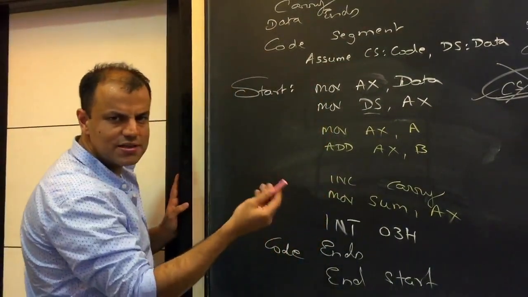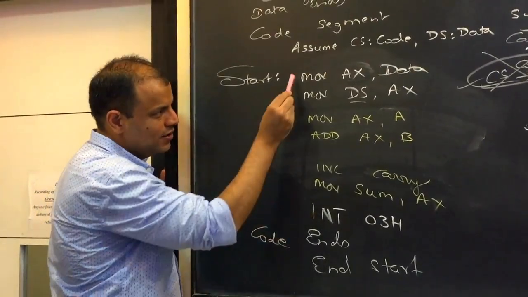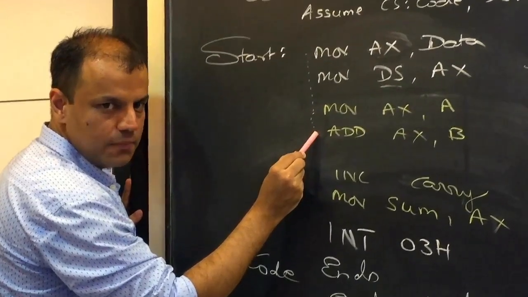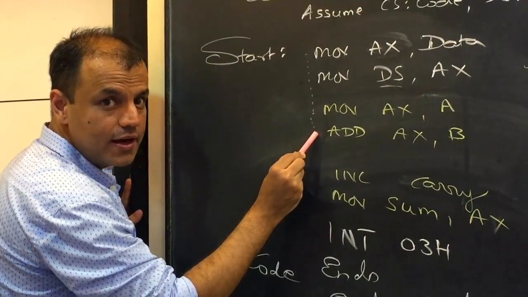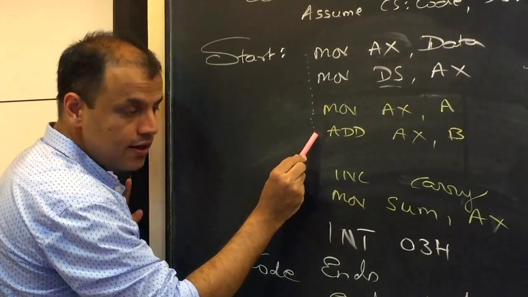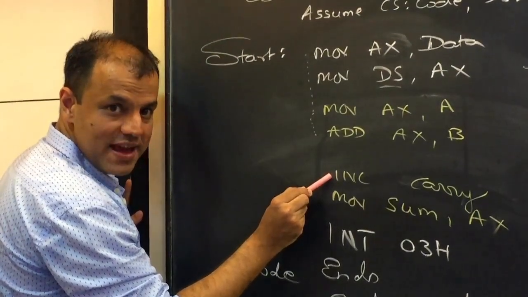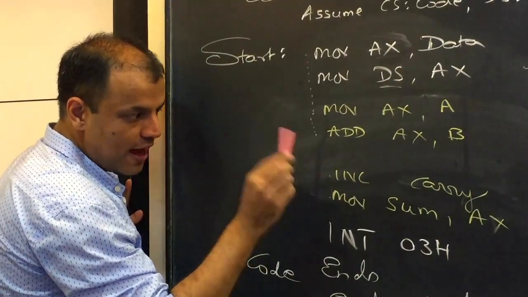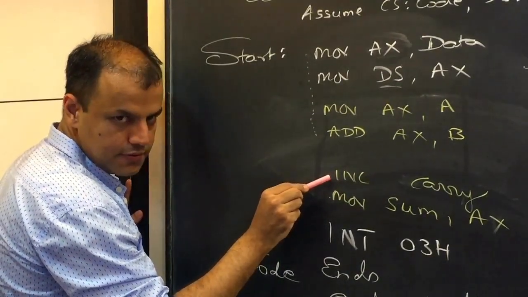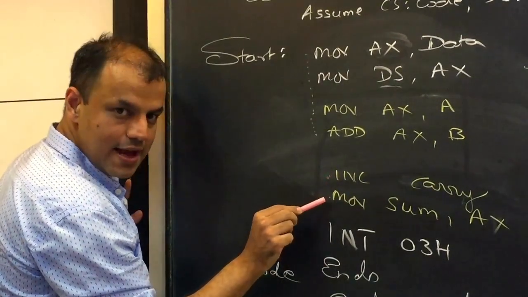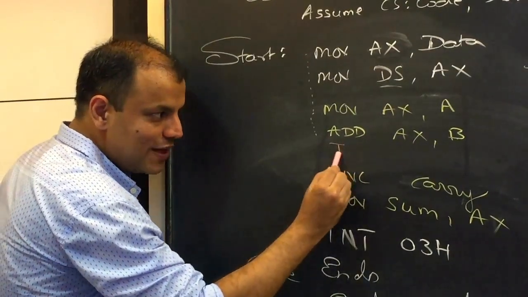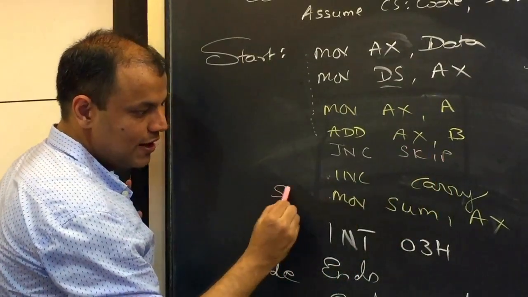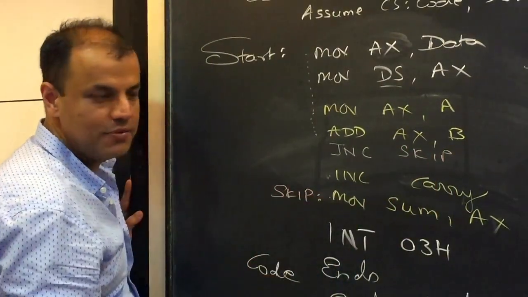So, last line, what is the program? Just the last line. We took the first number, we added the second number. I want to check if there is a carry. There are 2 options. If there is a carry, I will increment carry, that is make it 1, store the sum and end the program. If there is no carry, I should not do this. I should not touch carry, but I still have to store the sum. So, if there is no carry, I will jump to a label called skip. That's it. Program is over.